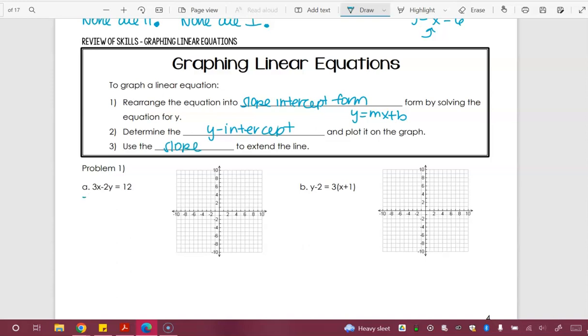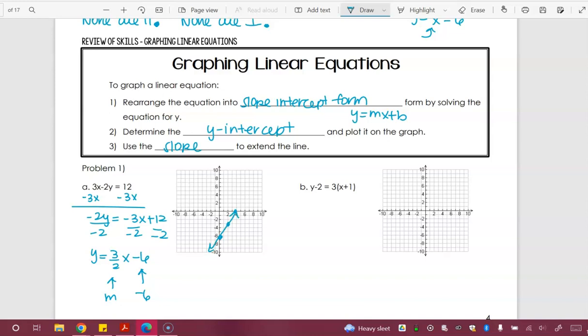We're going to solve this for y, so I'm going to subtract the 3x over, and then I'm going to divide the -2 by everything. And then here I can see my slope is 3/2, and then my y-intercept is -6. So I go -6, and then I use my rise over run. Rise 3, run 2.